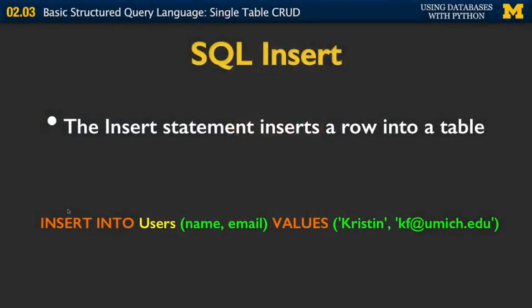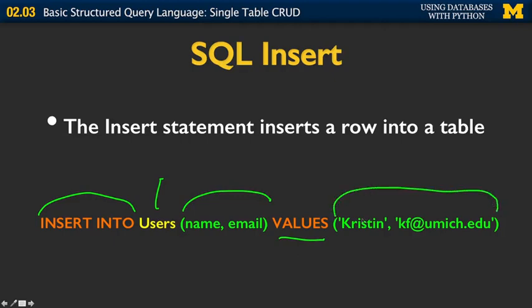So the first thing we're going to do is insert another record. Now, what we were just doing in that user interface was exactly this. Here is another example of some SQL where insert into is kind of like a single keyword, the name of a table, a parenthesized list of the columns, and then the word values. That's just part of SQL, and then a parenthesized list of the corresponding values. So Kristen is the name, and kf at umich.edu is the email address. And so that is a SQL statement that inserts a new record into our users table.